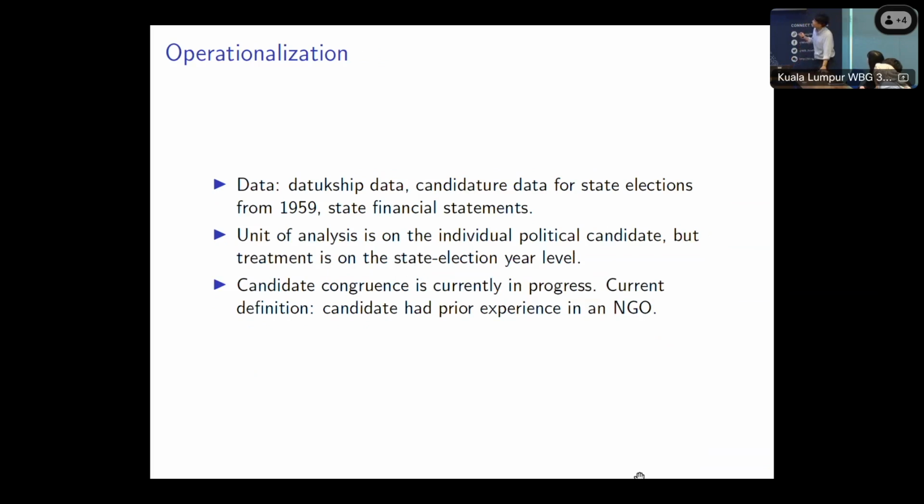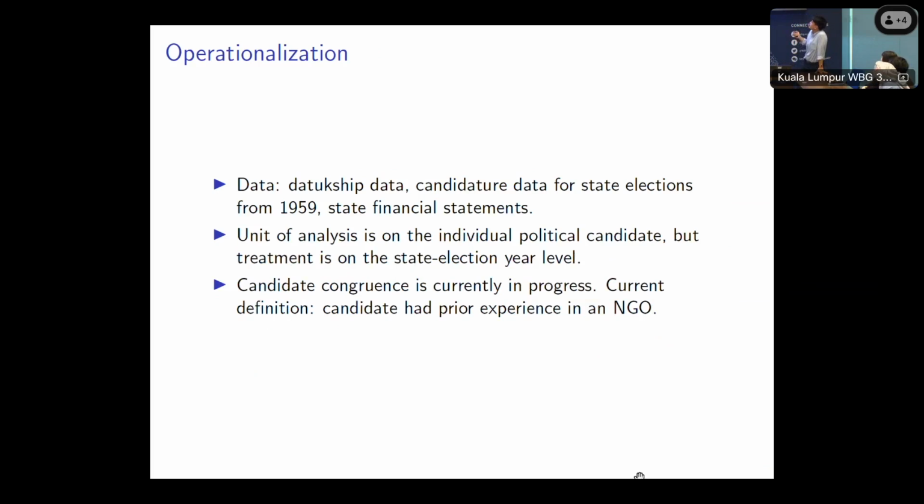Operationalization: what I've been doing is getting that dato-ship data that I've been talking to everyone about. I also get the candidate data for state elections from 1959. It's a long process because I need to digitize it. It's a very difficult process. And also state financial statements to see the tax collection.